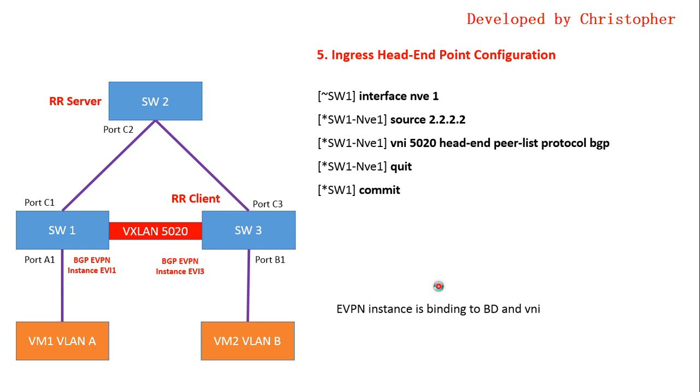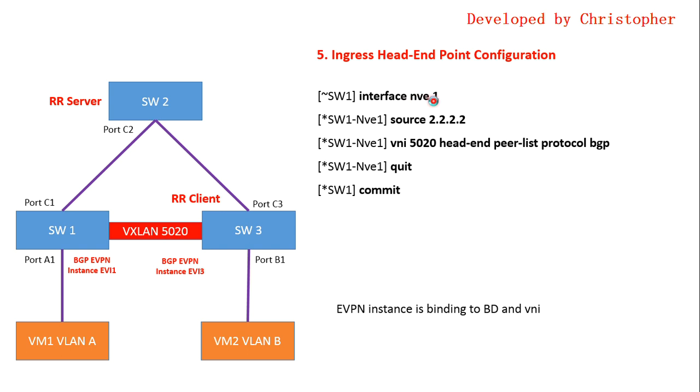Okay, and then this one is the ingress head end configuration. This is a routine step when you configure VXLAN, because when you encounter BUM packets, which means broadcast, unknown unicast, and multicast, the tunnel ingress VTEP will deliver this packet to all of its peers in the same tunnel, in the same VXLAN. So we will configure that.